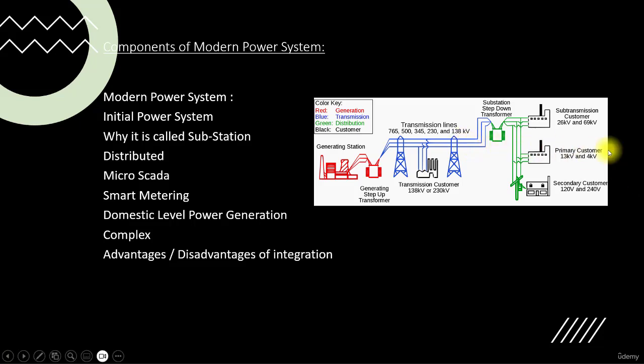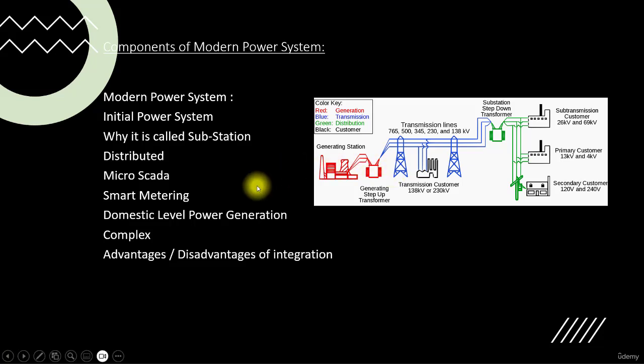When this transmission is done over long distances, the voltage is stepped down from extra high voltage or high voltage to medium voltage levels. The transmission voltage is reduced to the distribution voltages, medium voltage, and then from medium voltage the voltage is further distributed to the utilization voltages, that is 400 volts or 110 volts depending upon the country you belong to.